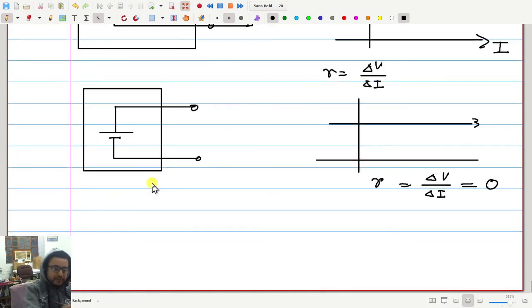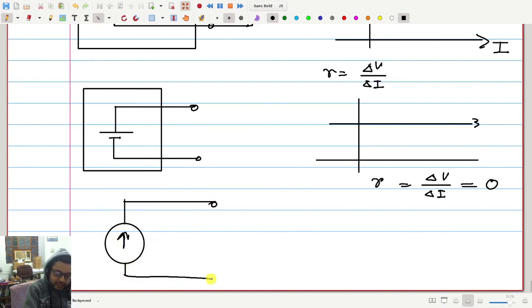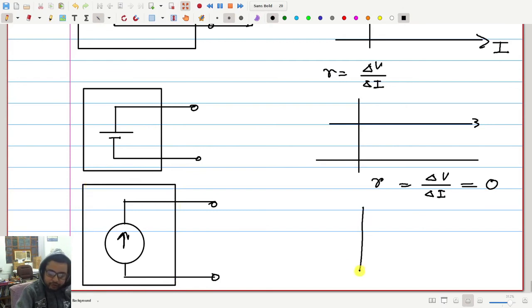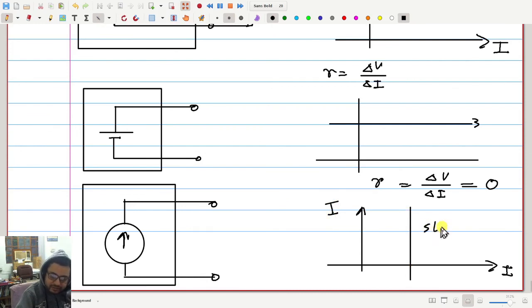In the same way, suppose I take an ideal current source in a box. How will the graph look, voltage versus current? Parallel to the y-axis, something like this. How much is the slope here? Infinite. So that's one way of explaining why the internal resistance of an ideal current source is infinite.